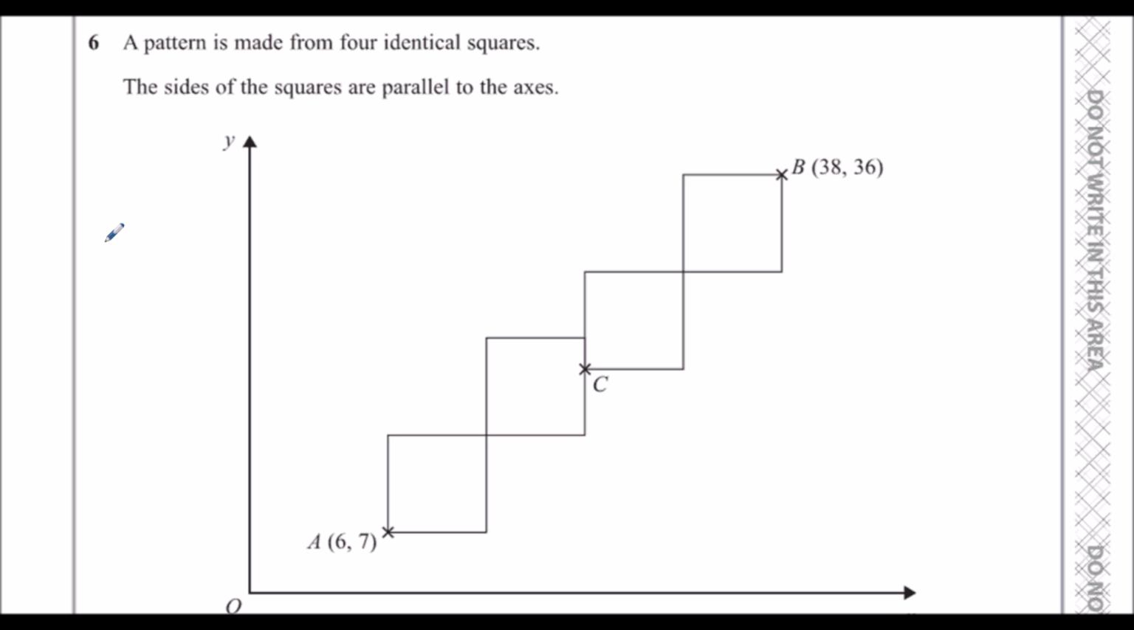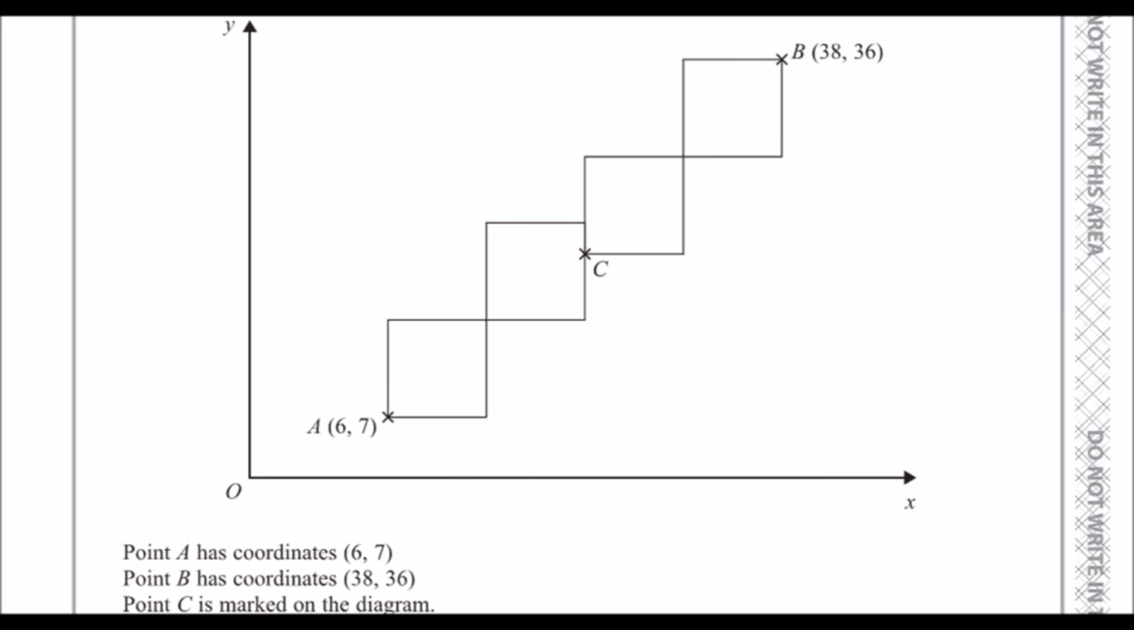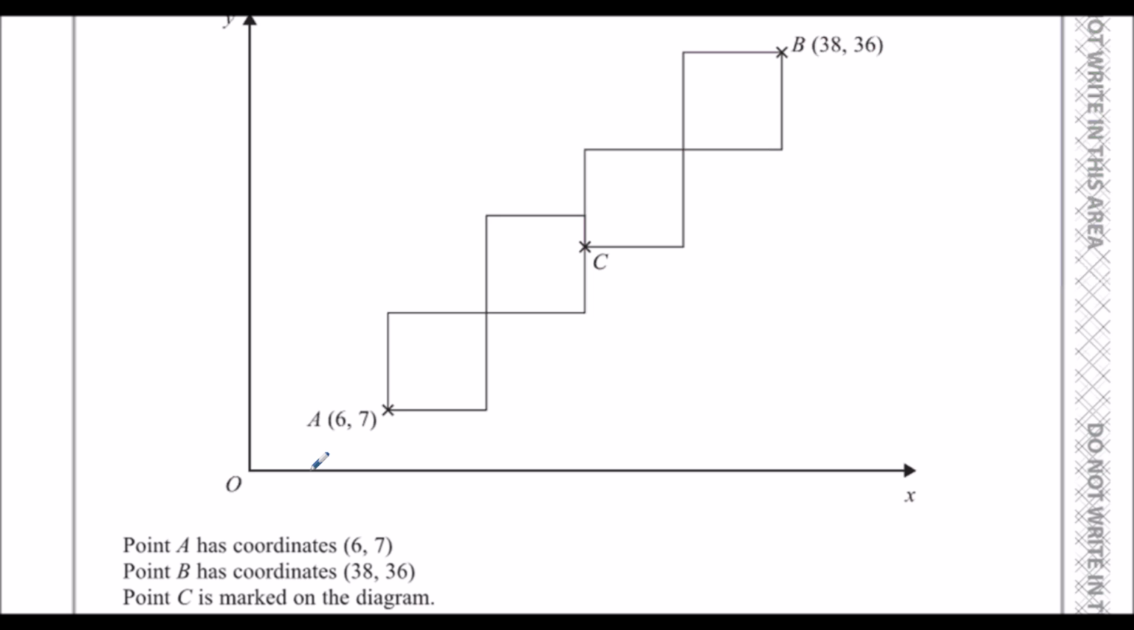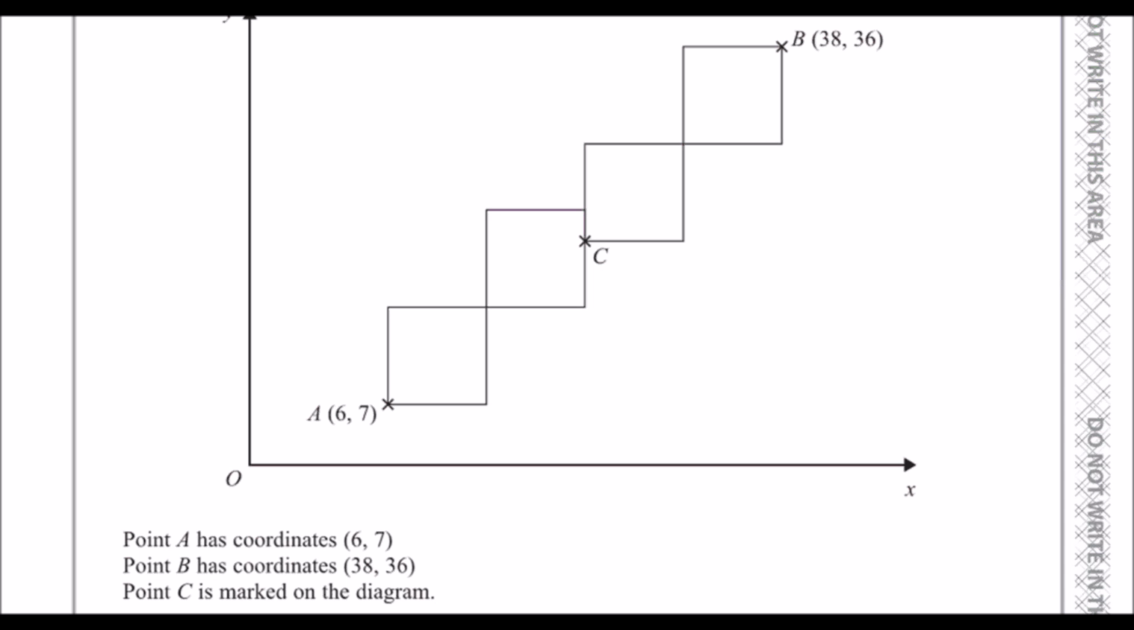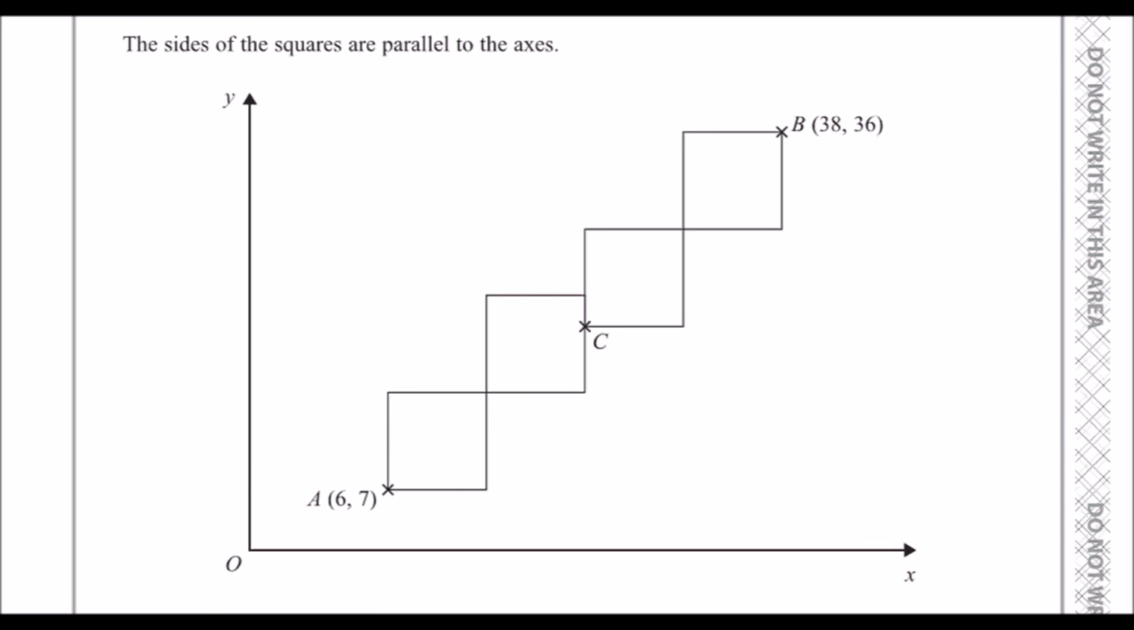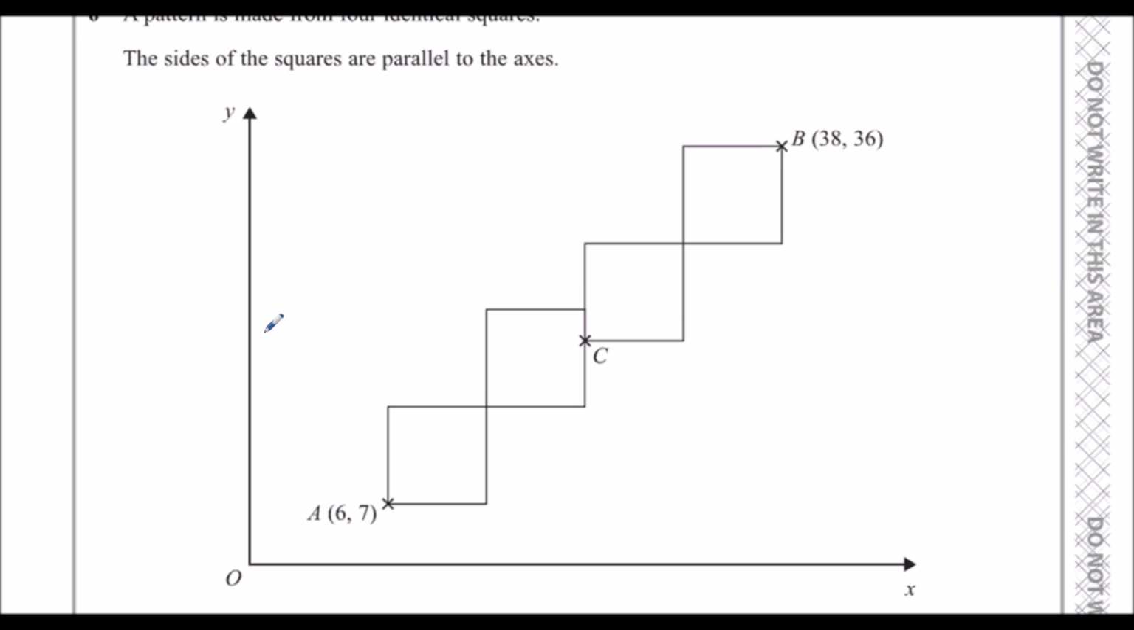Question 6. A pattern is made from 4 identical squares. The sides of the squares are parallel to the axes, and it's told us the coordinates of point A, which is shown on the diagram, the coordinates of B, again shown on the diagram, and we've got point C marked on the diagram, and we need to know the coordinates of C.